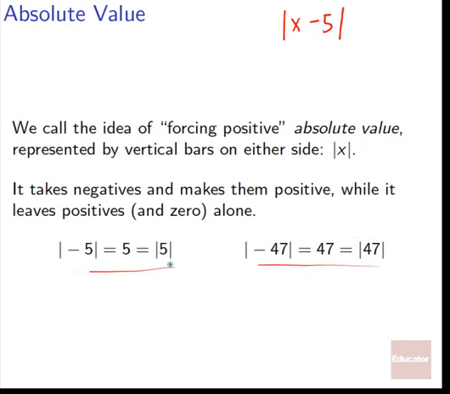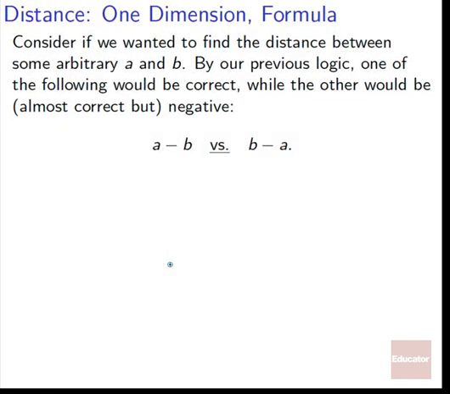Great. So with this idea of absolute value, we can now tackle how we talk about distance in one dimension. If we have 2 points, some A and B, and we don't know who comes first, if it's A, then B, or B, then A, we still want to be able to talk about what the distance is between them. Well, our previous logic would tell us that one of these two is going to be right, A minus B or B minus A. But the other one's going to be wrong, although almost correct, because it will be the negative version. So we've got A minus B versus B minus A.